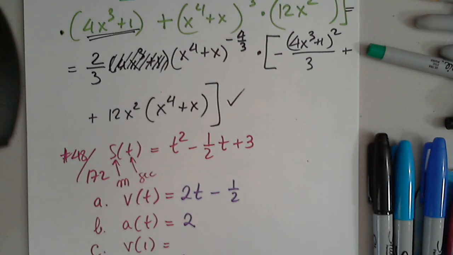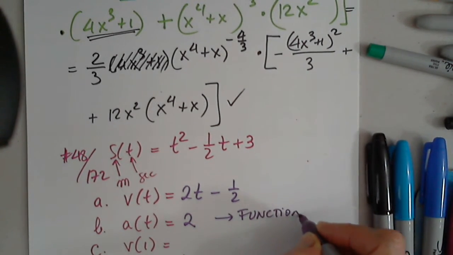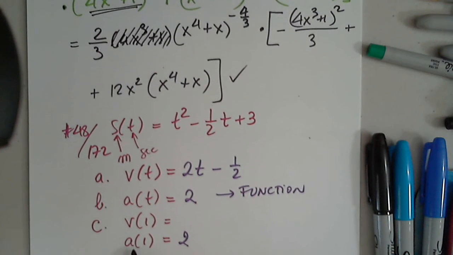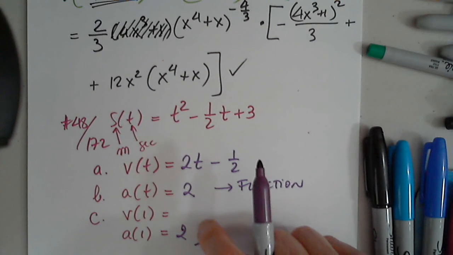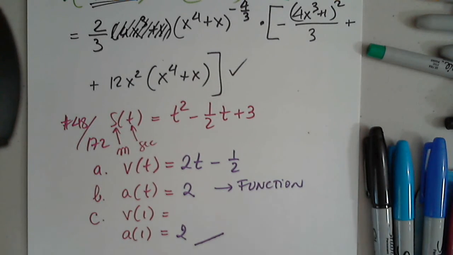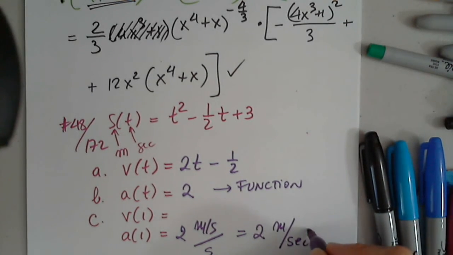2. Good. Measurement unit. Here I don't have to write the measurement unit because this is the function. But here when I evaluate at 1, I have to write the measurement unit. What is the measurement unit for acceleration, which is the rate of change of velocity with respect to time? Measurement for the velocity, measurement for the time. Meters per second, second squared. Very good. Which turns out as 2 meters per second squared.